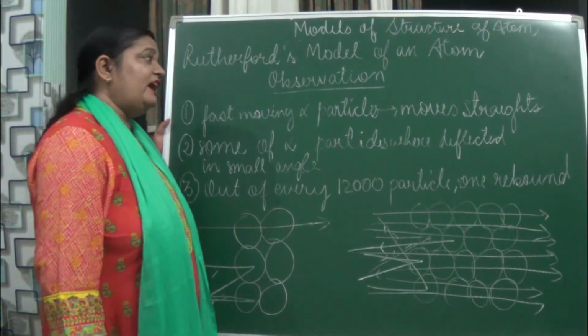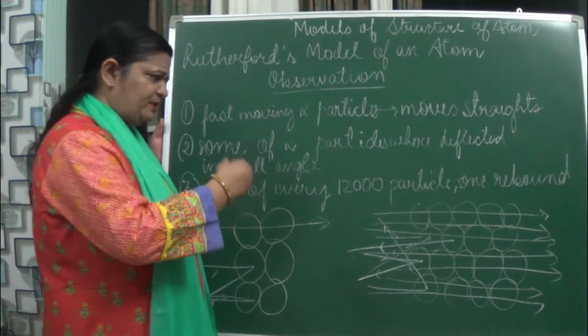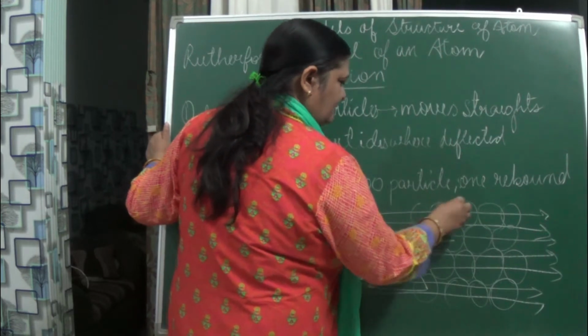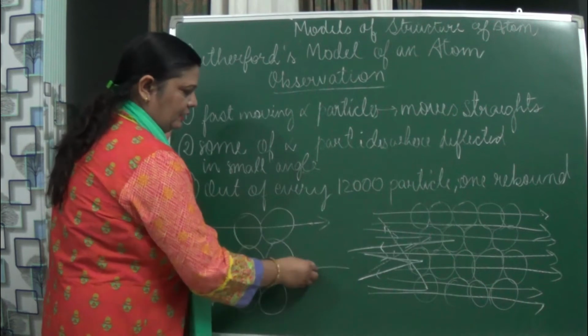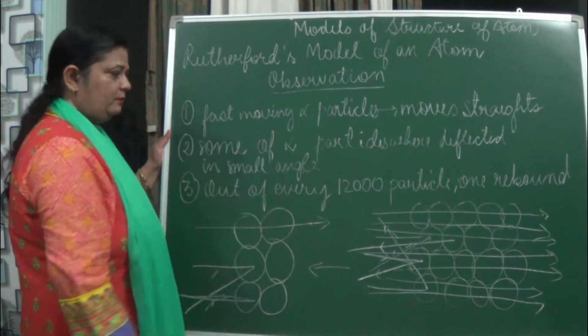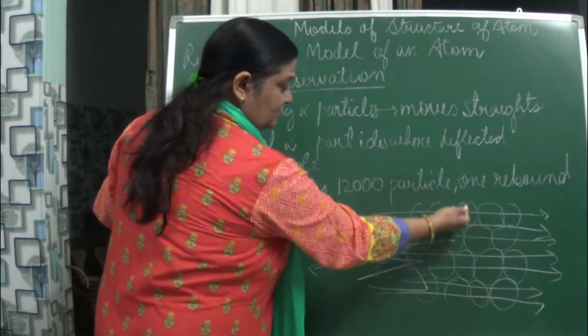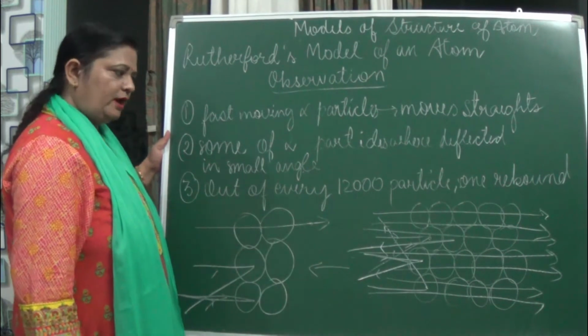The fast moving alpha particles, they move straight. Actually, here just listen to the experiment first. These are the atoms of the gold foil, these round spheres. Same here, just magnified. So now naturally alpha particles are moving. You can see most of the alpha particles are going straight.